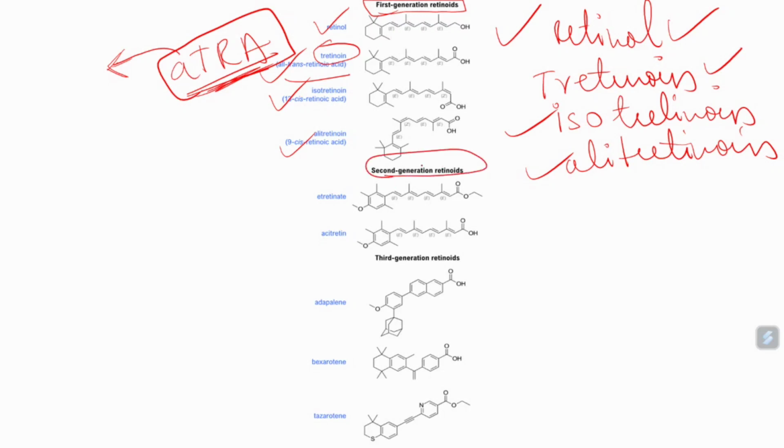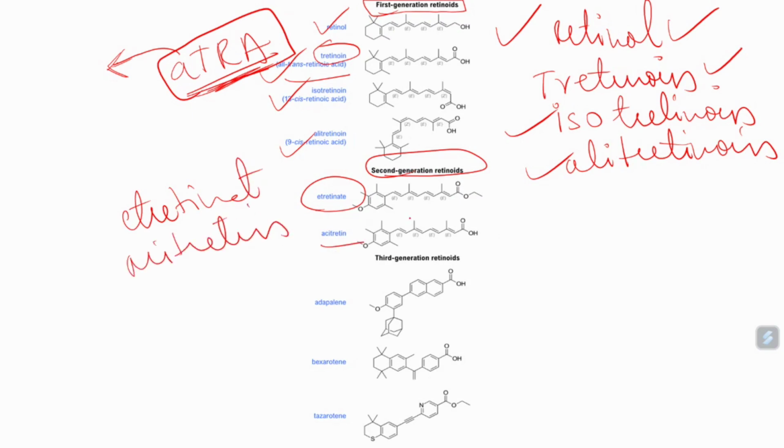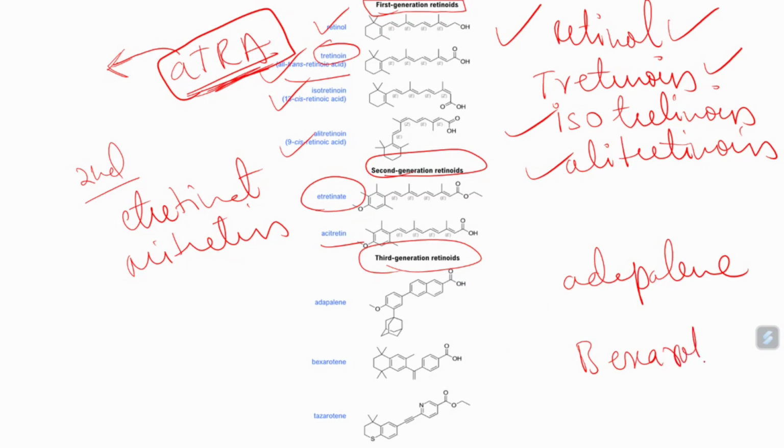Now, second generation retinoids. In that we have etretinate and acitretin. These two are the examples of second generation retinoids. And third generation retinoids, we have adapalene, bexarotene, and tazarotene. So these are third generation retinoids.